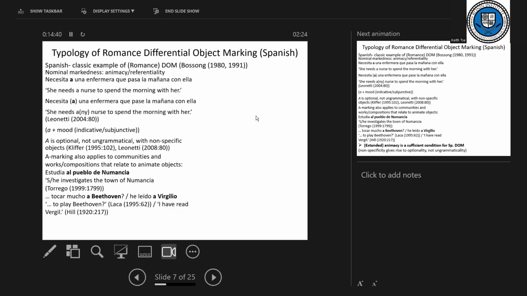A can also apply to verbs that relate to animate nouns. For example, place names, communities, and also literary or musical works and compositions that relate to the author or the composer. So, for example, a famous example here: Estudia al pueblo de Numancia. Here, this can mean the people who inhabit Numancia. But really, this is a town.